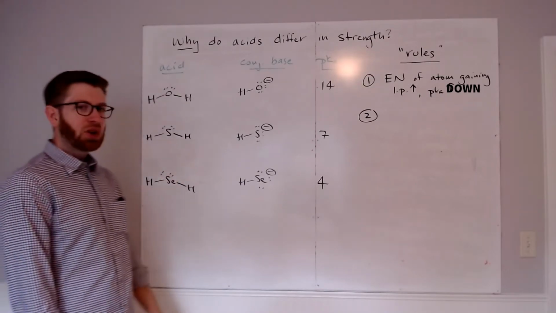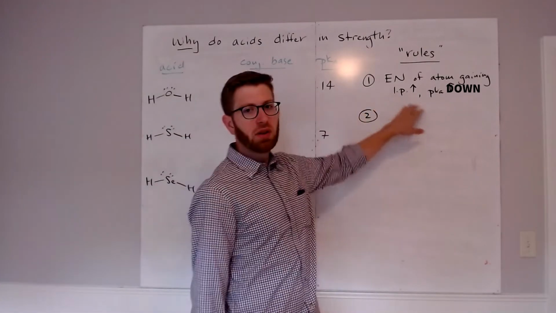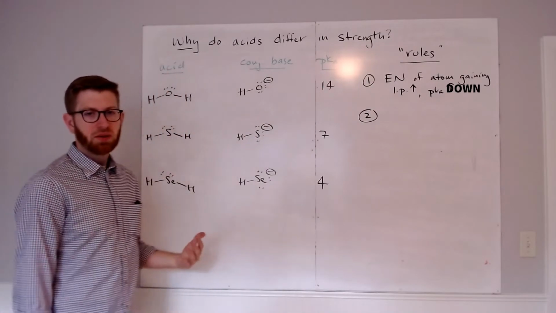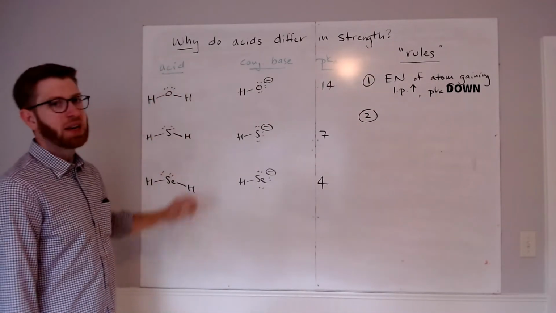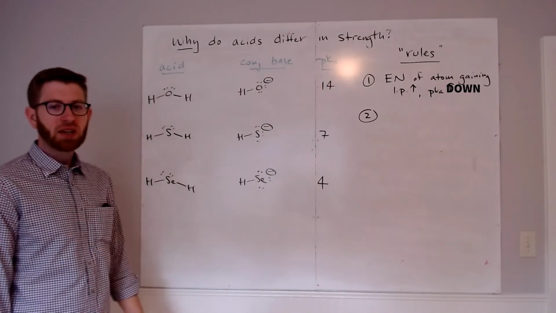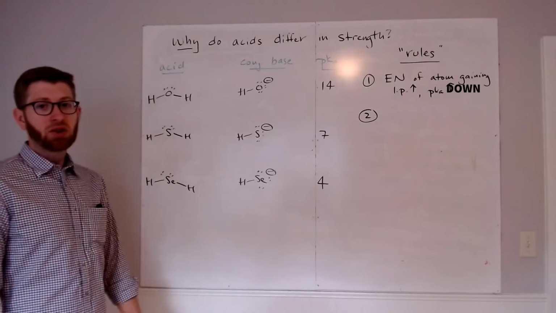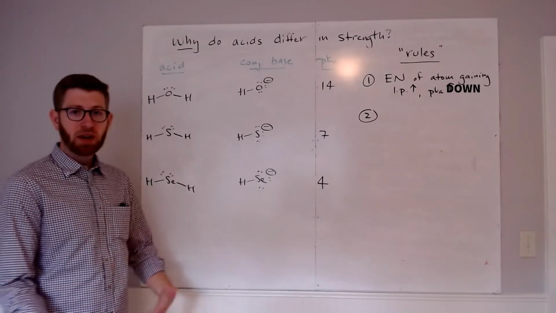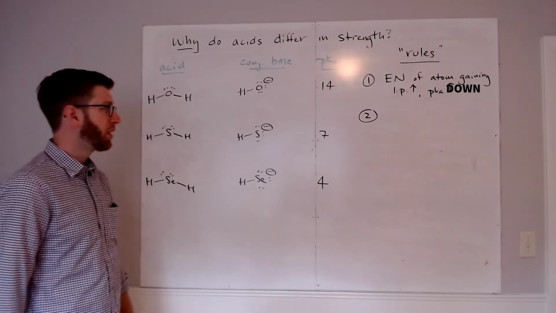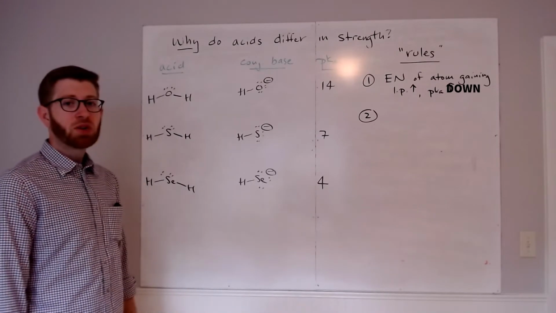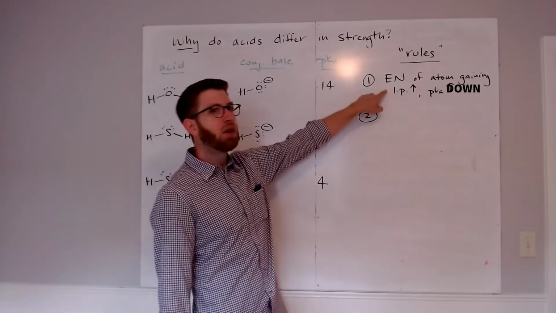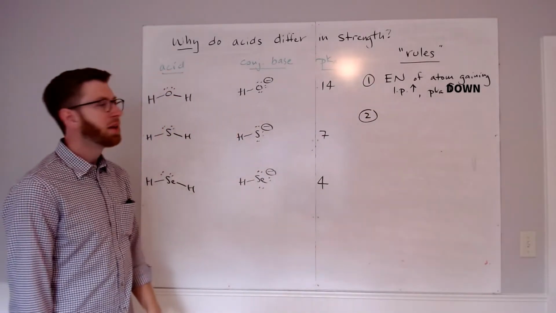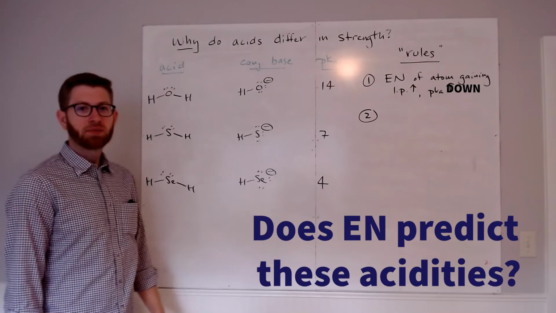What I'd like for you to do is apply the first rule that we've developed, so that was what we just did, to this set of data. You might need to look up some electronegativities. I'd strongly encourage you to get at a periodic table and see where oxygen, sulfur, and selenium are with respect to each other on the periodic table, if you don't already know. And what I want you to do is decide, does this rule apply to this set of acids?